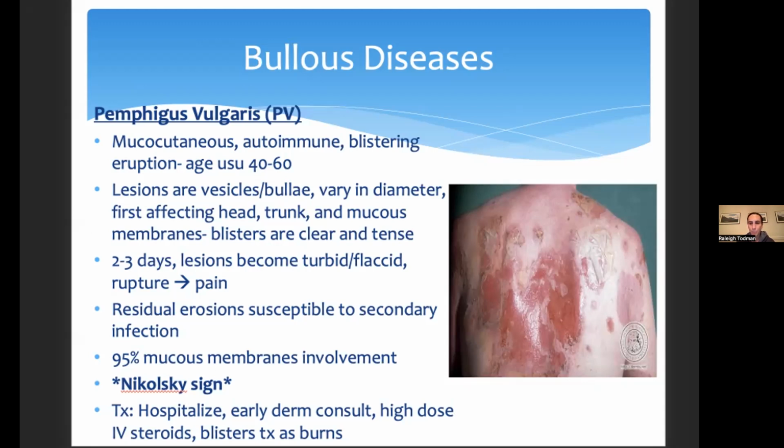And now you're susceptible to secondary infection, which would be the reason maybe you have to admit these people for sure. And another reason is that most of them have mucous membrane involvement, which can cause dehydration. This is another disease with Nikolsky sign. So remember this one too. Treatment is to hospitalize, get derm involved, give high dose IV steroids, and treat these lesions as burns.